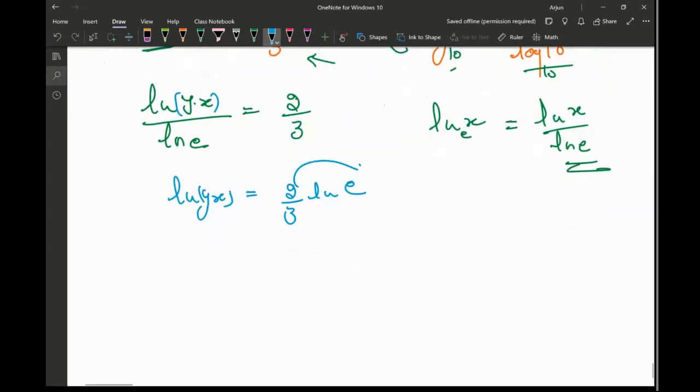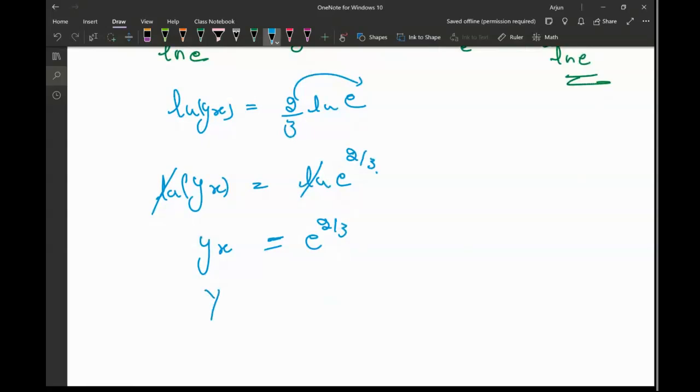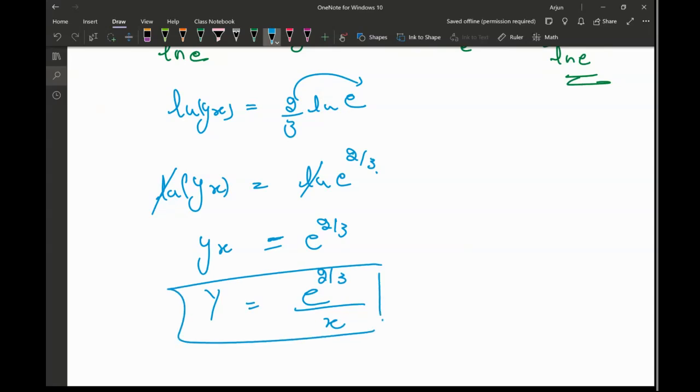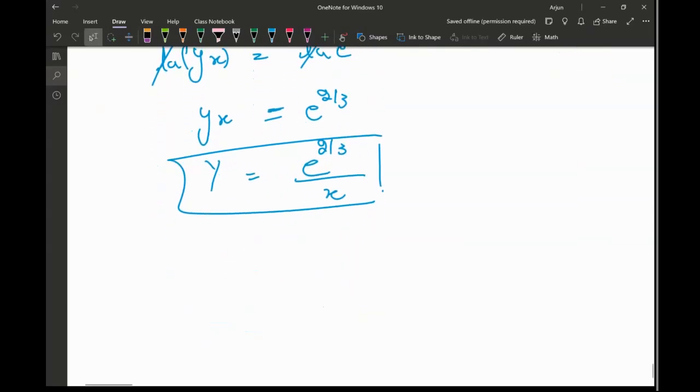Now this will go on top here: yx equal to ln of e raised to the power 2 upon 3, and this is ln here also. This ln cancels with this ln. So yx equal to e raised to the power 2 upon 3, and I want to write y in terms of x, so y equal to e raised to the power 2 upon 3 divided by x. That will be your final answer for this question. Hopefully you were able to understand this question.